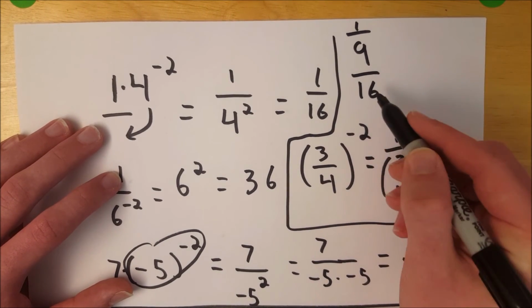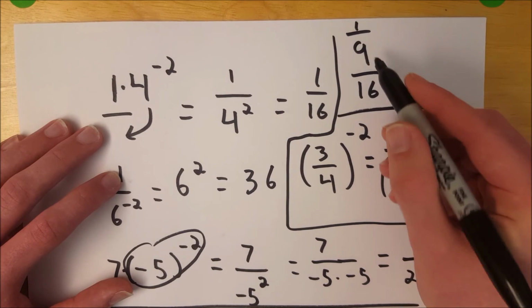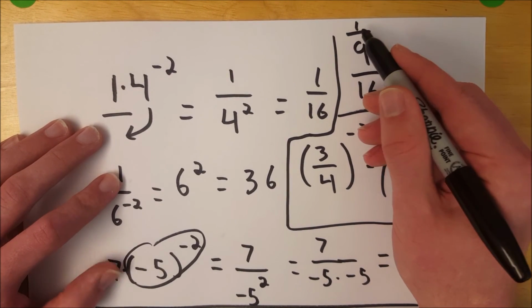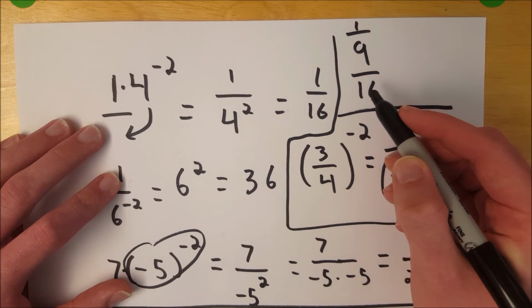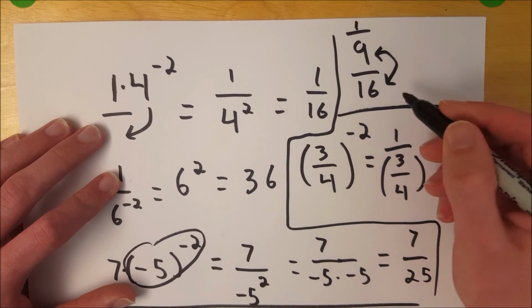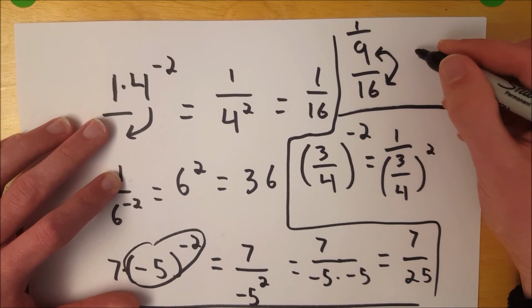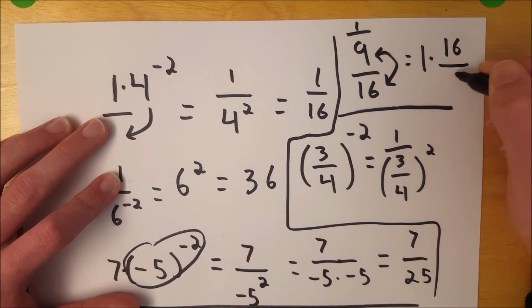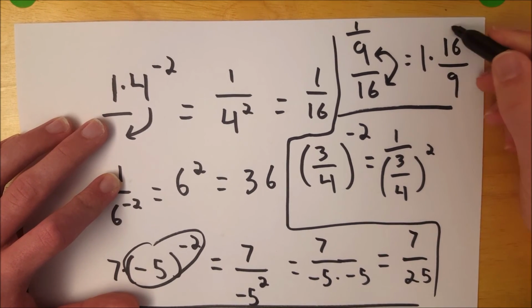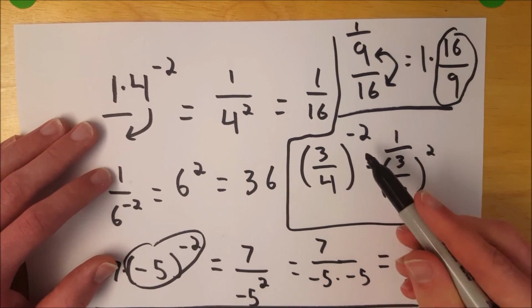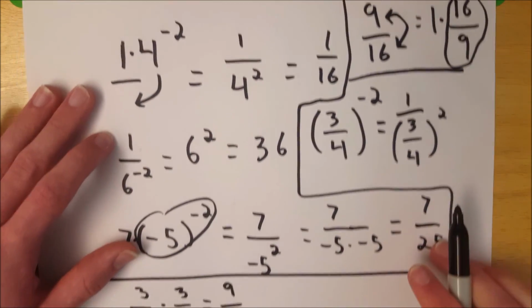And when you divide a fraction, dividing a fraction is the same as multiplying by its reciprocal. So instead of dividing 1 by 9/16, we can multiply it by 16/9, the reciprocal, just flip those around. So it's actually equal to 1 times 16 over 9, which is of course just 16 over 9. And that's your final answer for 3 over 4 to the power of negative 2.